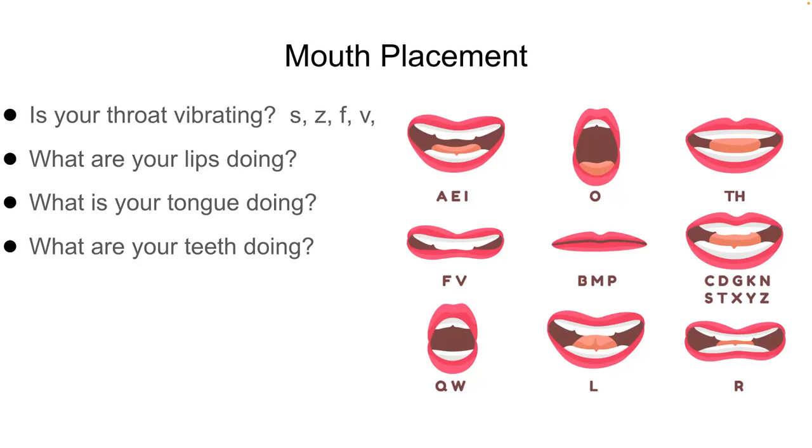So help them to recognize what we call voiced and unvoiced sounds. Most consonants have a pair, like P and B, F and V, S and Z, where one is voiced and one is not voiced. They also want to look at what your lips and tongue and teeth are doing, and you may have to exaggerate this so they can see it.